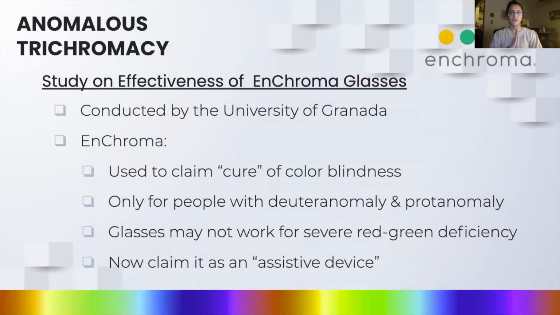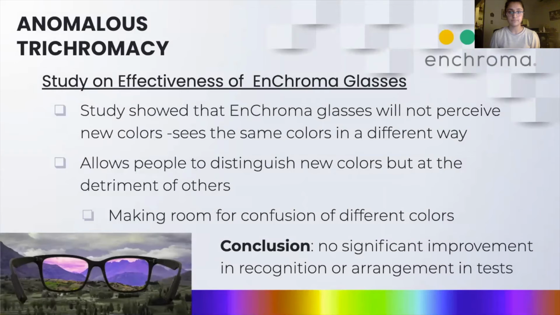Now, back to Enchroma. I'm not sure if you've heard of Enchroma glasses, but I came across it a few years ago. Enchroma is essentially an eyeglass wear company that assists people with color blindness. And there was a study conducted by the University of Granada, and they took an in-depth look at Enchroma and its history. Specifically, that Enchroma used to claim that the glasses cured color blindness, when in reality, this product is only for people with deuteranomaly and protanomaly, and the glasses may not work for people with severe red-green deficiencies. And also that now they claim it as an assistive device.